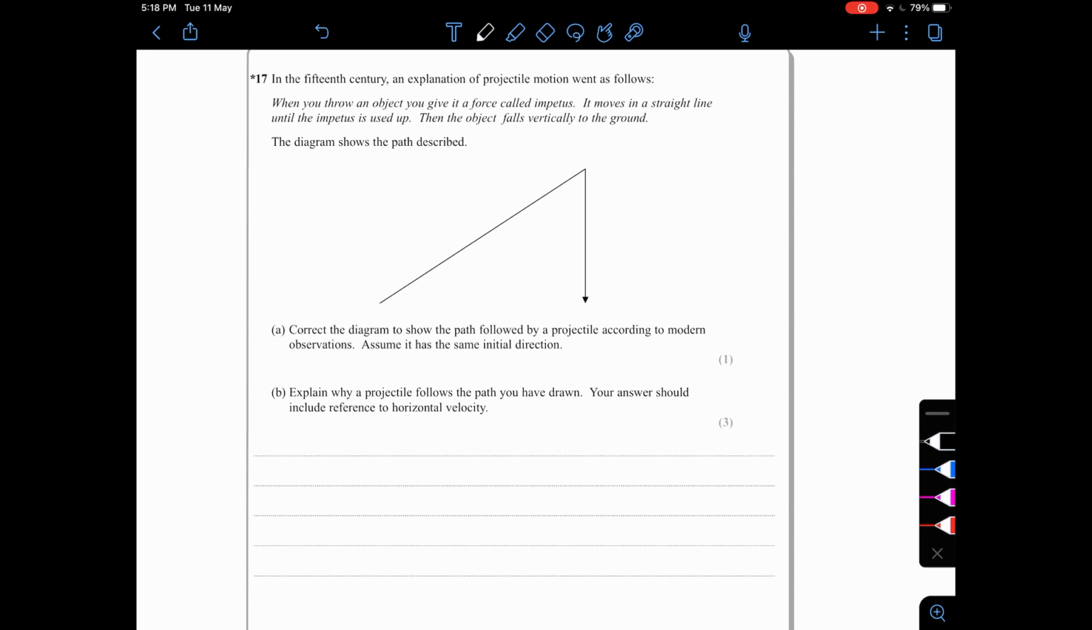Now because we're saying that it has the same initial direction, we can correct the diagram and go further and make it a parabolic motion here. So that's parabolic motion here. All right. Explain why a projectile follows the path that the one I have drawn.